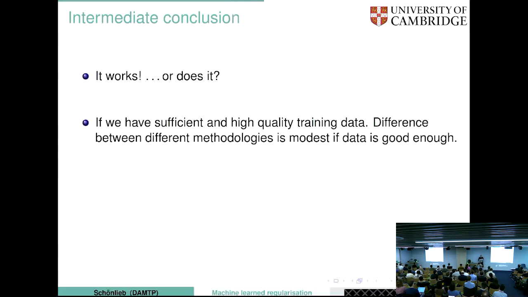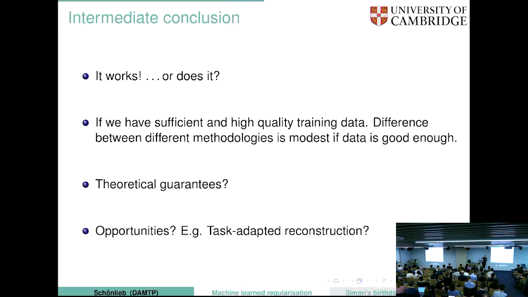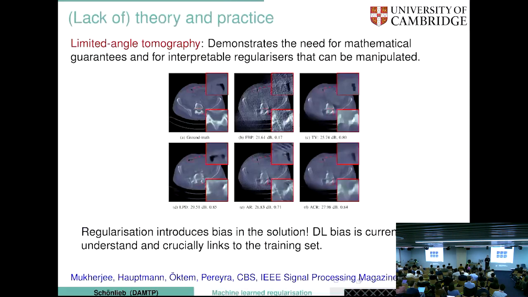If you have sufficient and high quality training data, then it really doesn't matter too much which methods you end up doing. But theoretical guarantees only come from very certain methods. And ultimately, it's not just methods that we want to be developing. We want to be developing them for a specific purpose. And a lot of the time, just reconstructing is not enough to be good at segmentation downstream. What you want to do is some sort of joint task-adapted reconstruction, so emphasizing the features that you expect the downstream tasks to need.